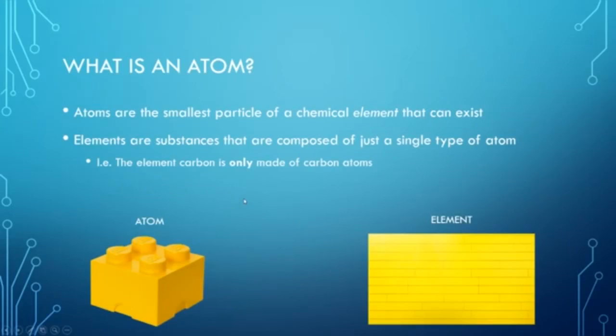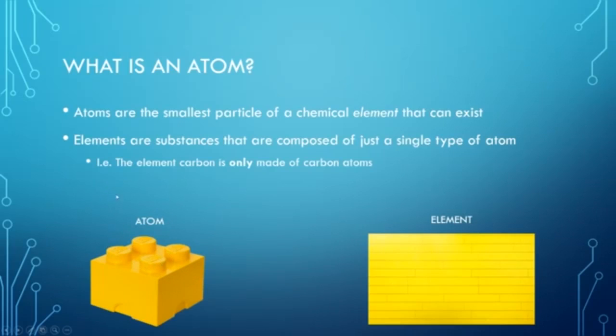So an atom is defined as the smallest particle of a chemical element, and a chemical element is basically a substance that is composed of just a single type of atom. For the sake of simplicity, let's take a look at the fact that you build a big yellow Lego wall simply using these yellow Lego block units. Because this whole wall was built with just this yellow unit, this represents an element and this represents a single atom.